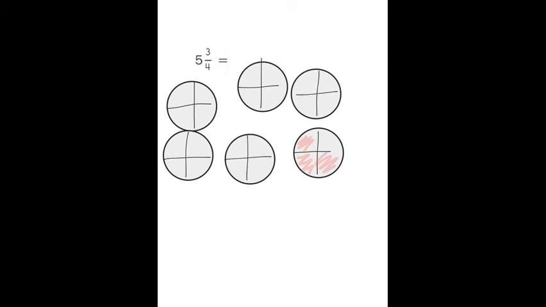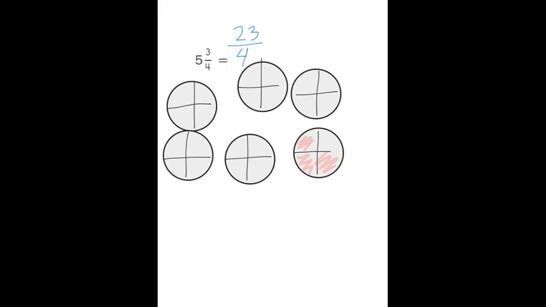If I count out each fourth, I can see that I have a total of 20/4 plus the 3 that are shaded in for a total of 23/4. Another way to solve this problem is to break the wholes into groups of fractional parts.